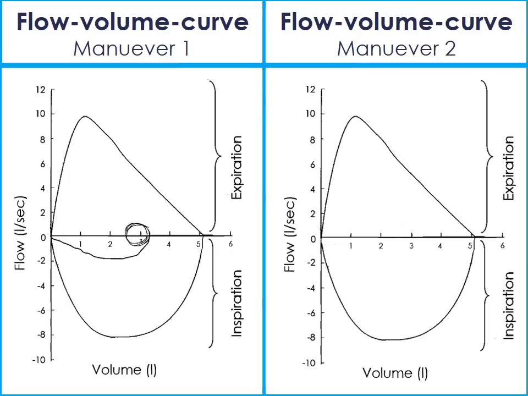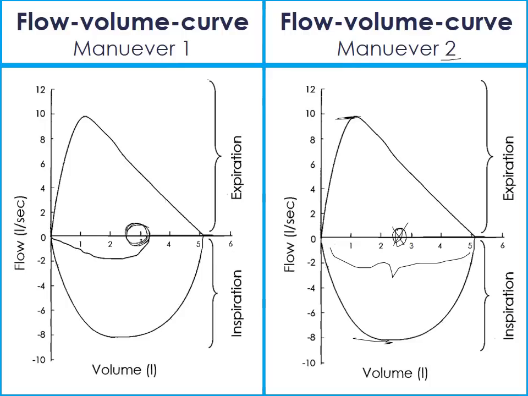So if we look at the differences between the flow volume curve obtained by performing maneuver 1 and the flow volume curve obtained from performing maneuver 2, we see the clear difference is basically in this central part: maneuver 2 does not have the central part. So that means that essentially the values that can be gained from the flow volume curve obtained through maneuver 2 are the peak expiratory flow rate, the peak inspiratory flow rate, and the forced vital capacity.